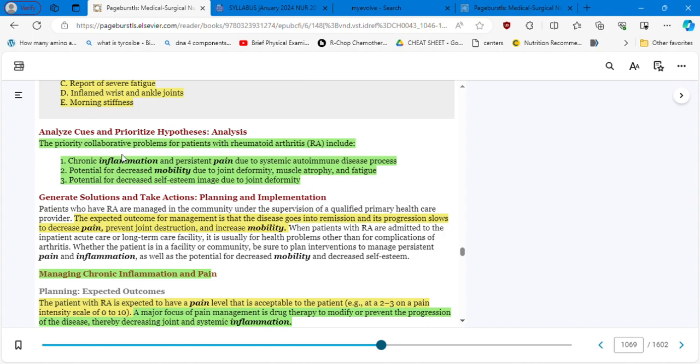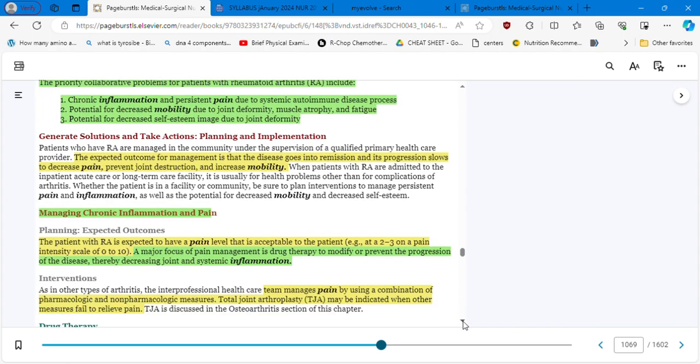The priority collaborative problems for patients with rheumatoid arthritis include chronic inflammation and persistent pain, potential for decreased mobility due to joint deformity, and potential for decreased self-esteem image due to joint deformity. So the expected outcome for management is that the disease goes into remission and its progression slows to decrease pain, prevent joint destruction, and increase mobility.